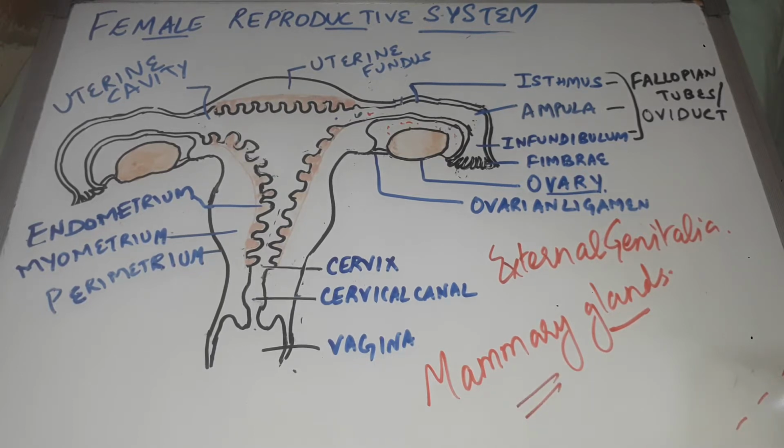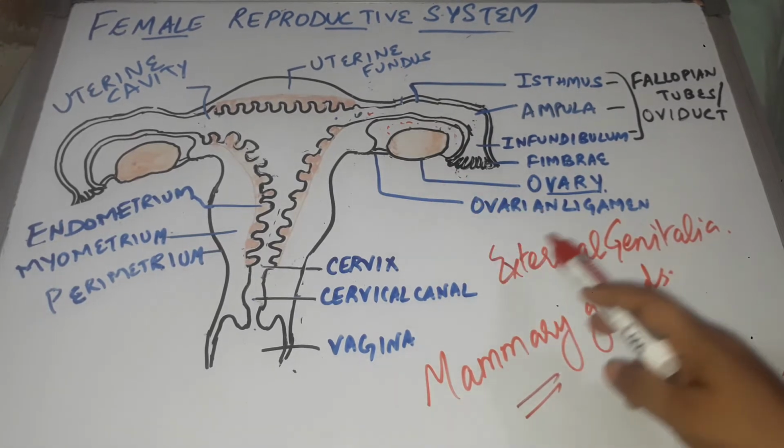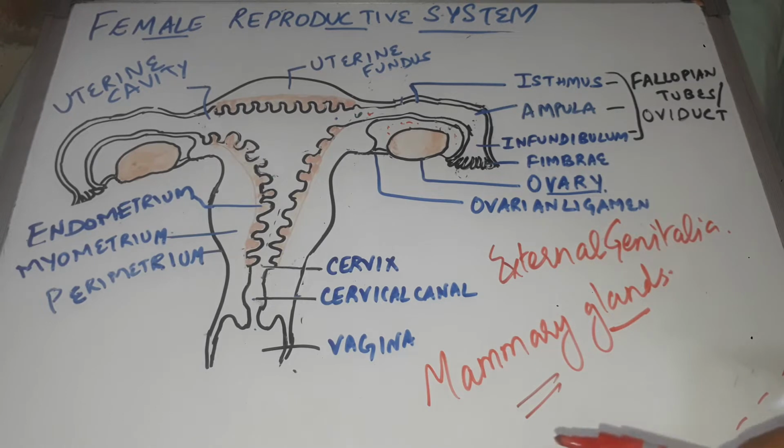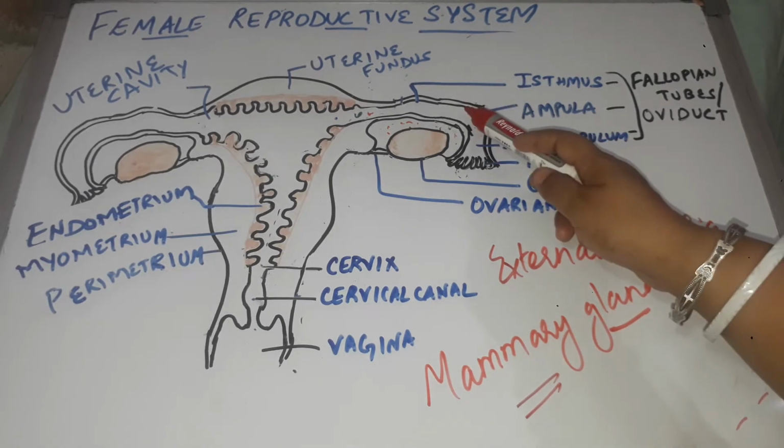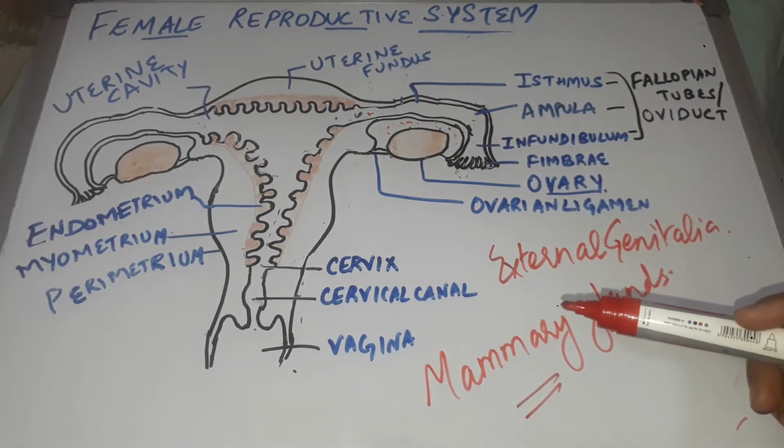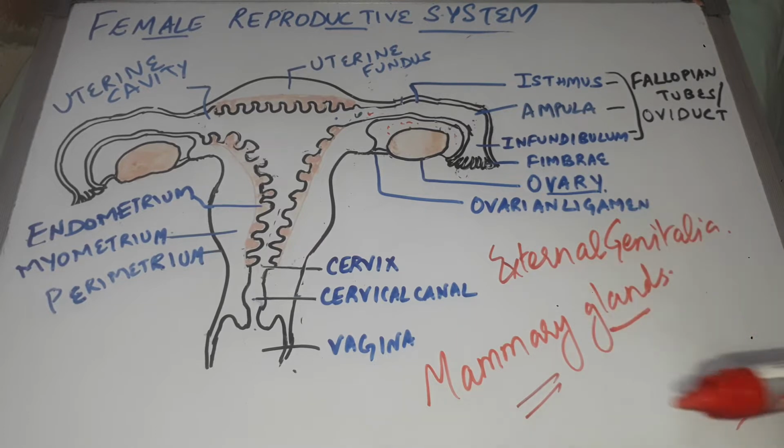Right? So now students, all these structures are integrated structurally and functionally to perform certain processes. For example, the ovary will help in ovulation, then fertilization will take place, then pregnancy, after that childbirth and child care. So now let's learn about all of these organs one by one.